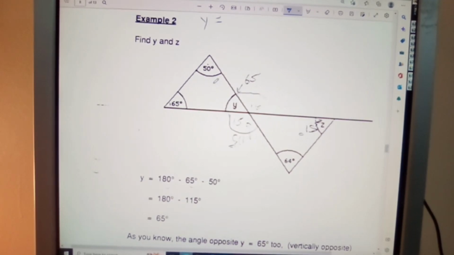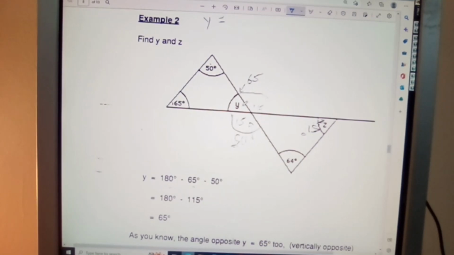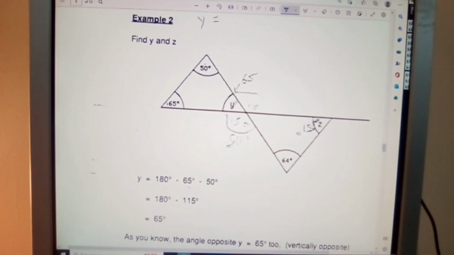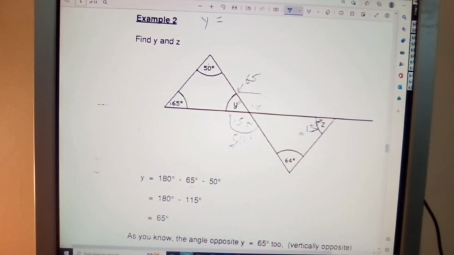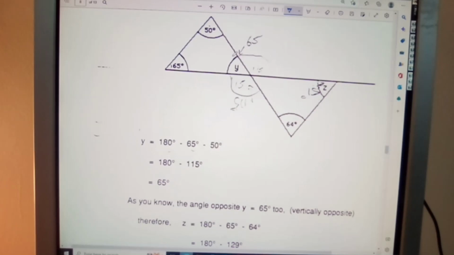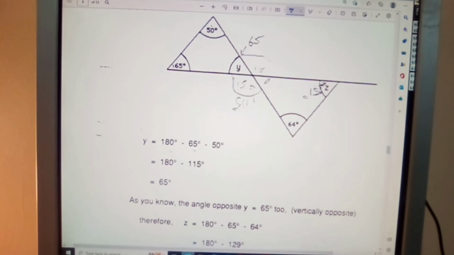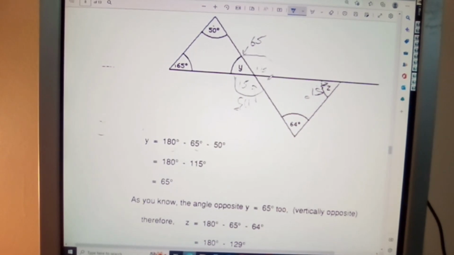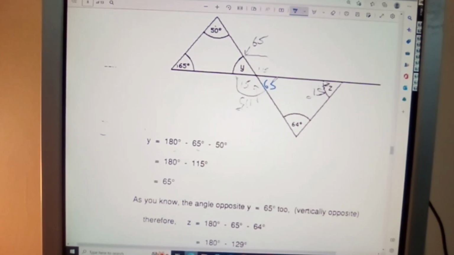Now y. These two angles should be equal, so the value of this here should match the value of this. Here you can do 180 minus 115, which leaves you 65. Therefore, the angle there should also be 65 degrees.